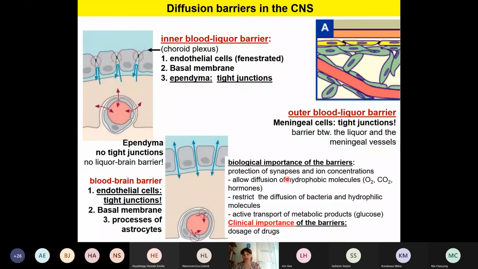So these barriers have lots of biological functions. You can see some examples for these functions in this table. But in detail you will learn about it in physiology.